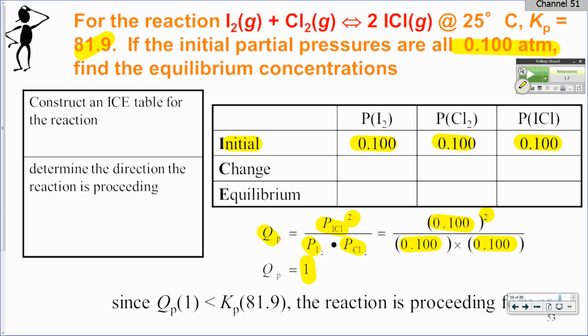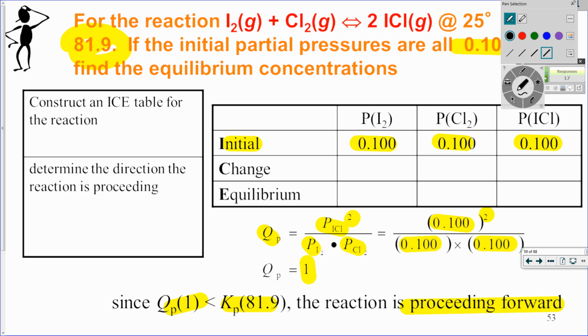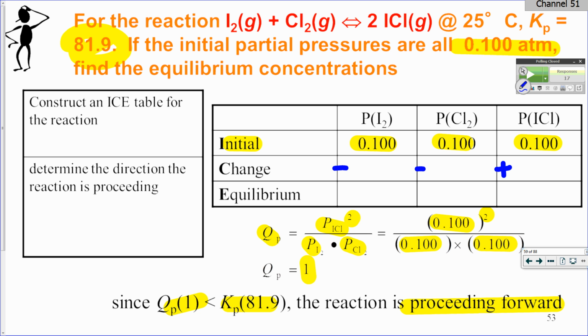But now I have to compare Q to K sub P. And in this case, Q is less than K sub P. So if Q is less than K sub P, it means the reaction is going to proceed in the forward direction. That means the products are going to be formed, so this is going to be a positive term, and these are going to be negative terms. So what I'm going to do is define the changes that are going to occur in terms of X.